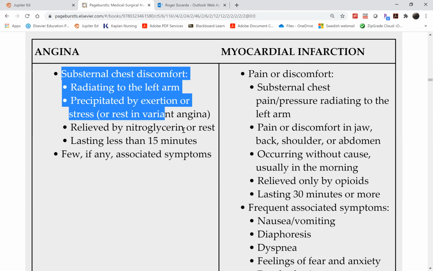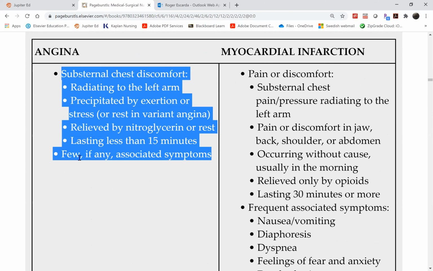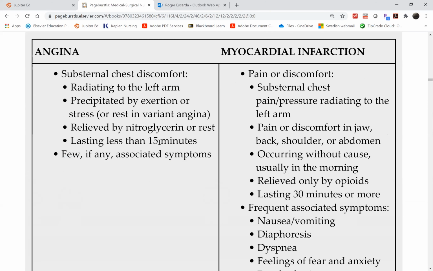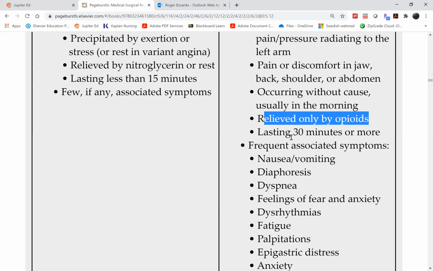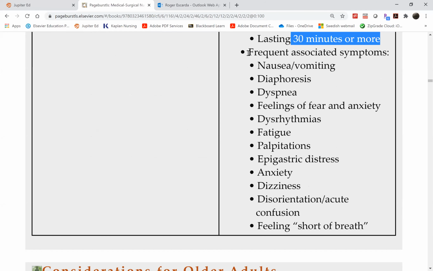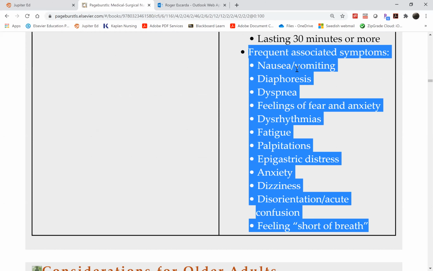So in angina, there are no associated symptoms, few if any. Whereas look at the patients with MI. On top of the pain, the time here, of course, this one is lasting less than 15 minutes and is relieved by nitro or rest. This one, only opioids will relieve the pain. Duration is way longer, and look at this long list of associated symptoms here. Now, if you can either memorize this or just understand.